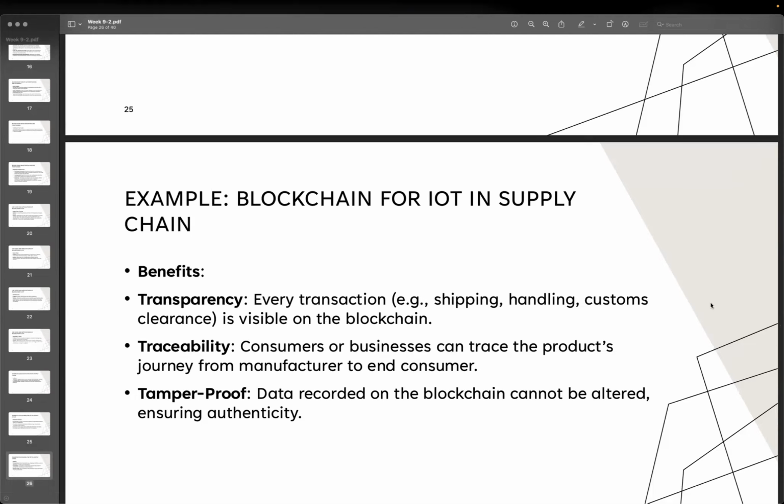So in all the stages, they can provide tamper proofing. All this data is recorded on the blockchain. Since one thing we know is the property that it cannot be altered, we can ensure the authenticity.